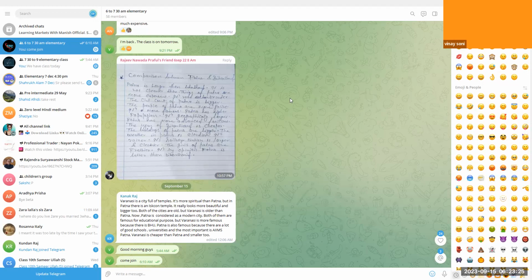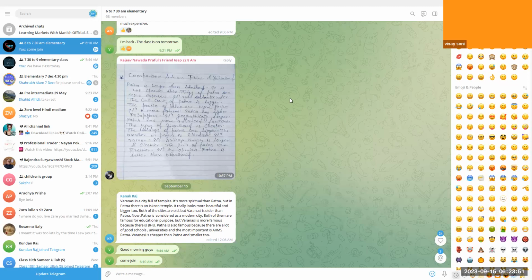Rajiv writes, Patna is larger than Bihar Sharif. It is not cleaner than. Why? We never used than and nothing. It is not cleaner, but it is not cleaner. Patna is larger than Bihar Sharif, but it is not cleaner. Things in Patna are more expensive.